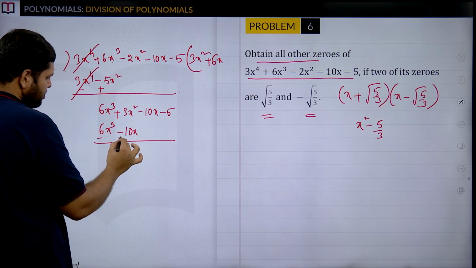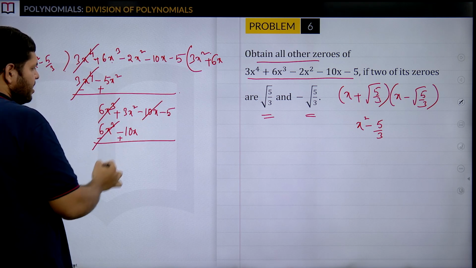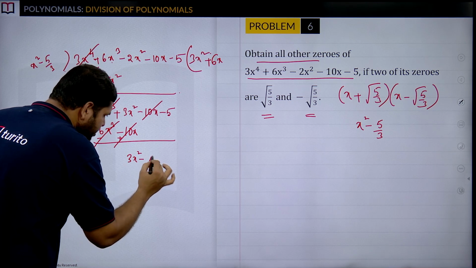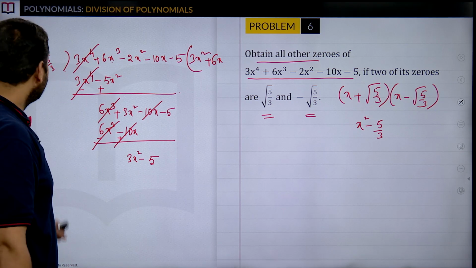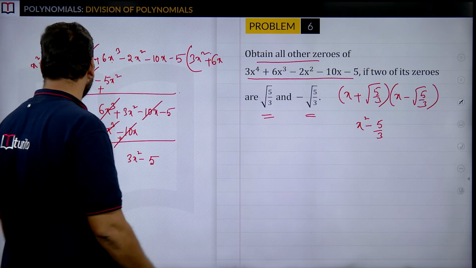So minus, this is plus. 6x power 3, 6x power 3 cancel. Plus 10x minus 10x cancel. So 3x square and minus 5. Children, I want to get here what? A 3x square. But this is only the x square term. So multiply with what? A plus 3.